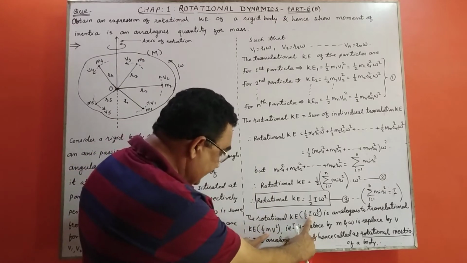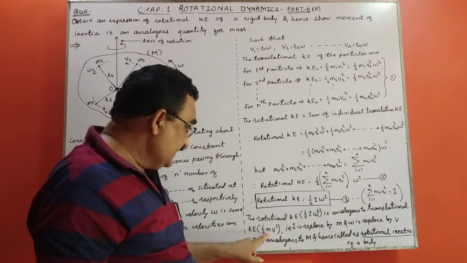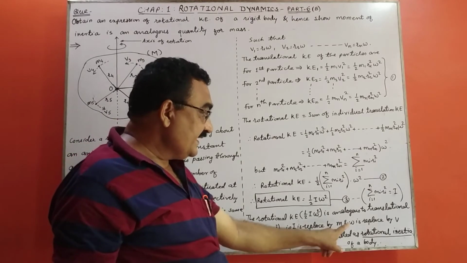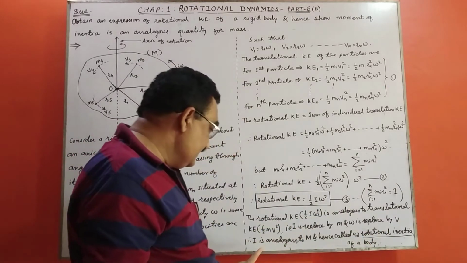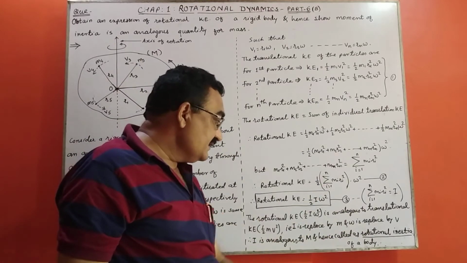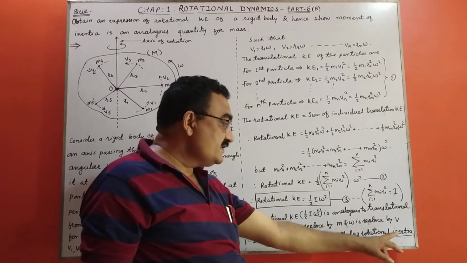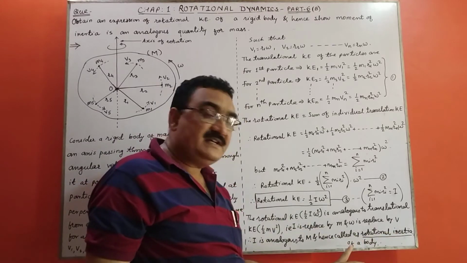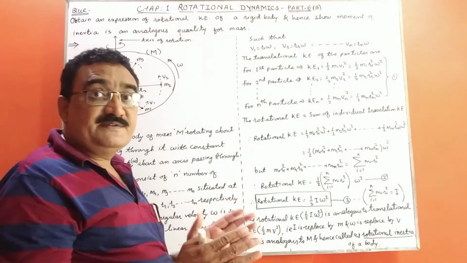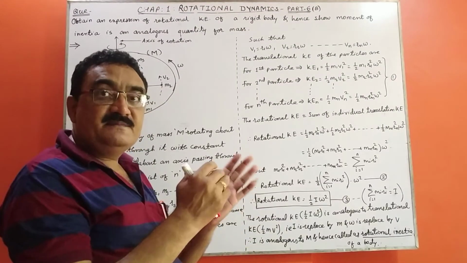So I and m are related to each other, and hence we can write there that I is replaced by m and omega is replaced by v. Therefore I is analogous to m and hence called the rotational inertia of a body. This gives the analogy between mass and moment of inertia.